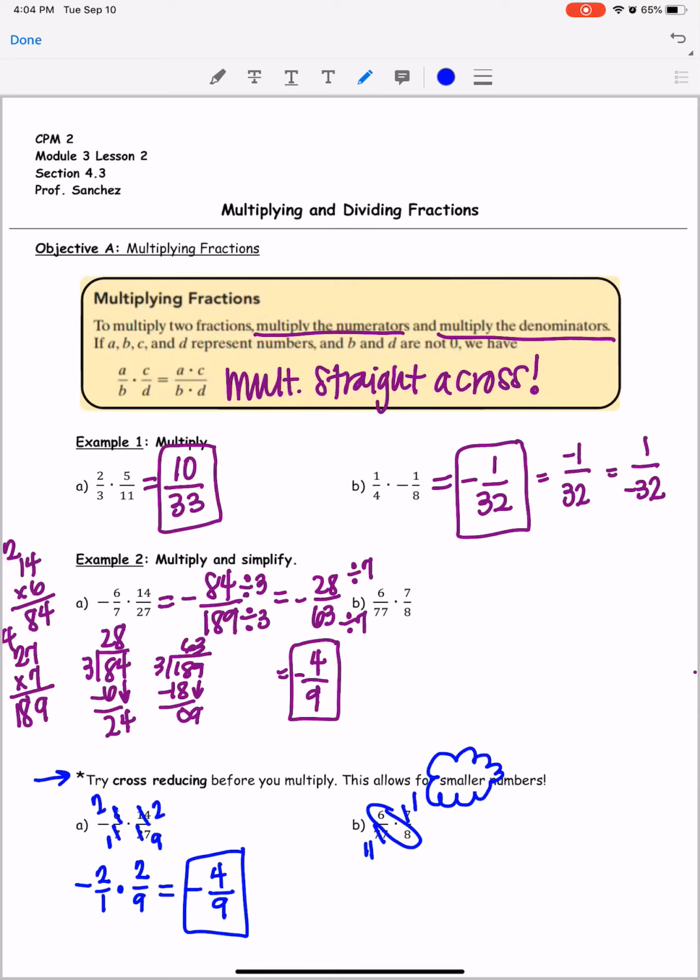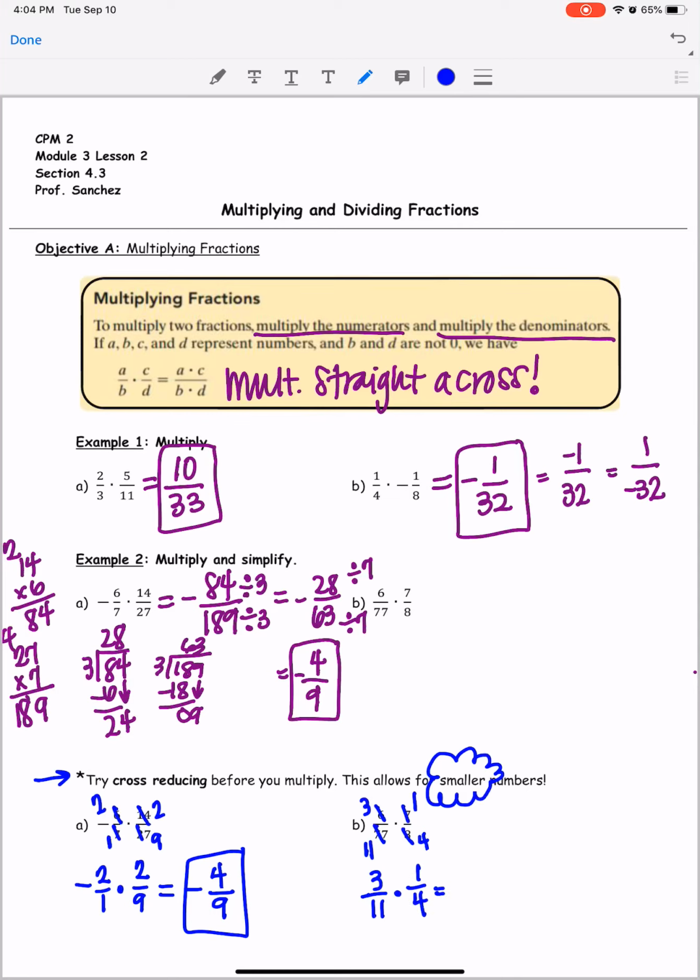Now, look this way. Is there anything I can divide into 6 and 8? So that's 2, since they're both even. So cross out these numbers. 6 divided by 2 is 3. 8 divided by 2 is 4. So now I have 3 over 11 times 1/4.